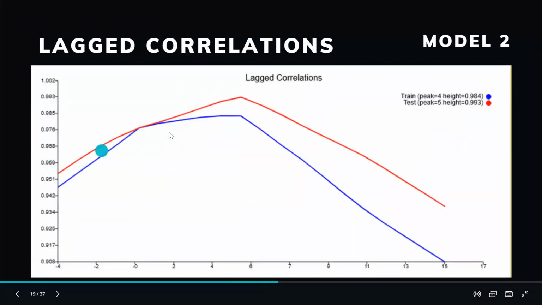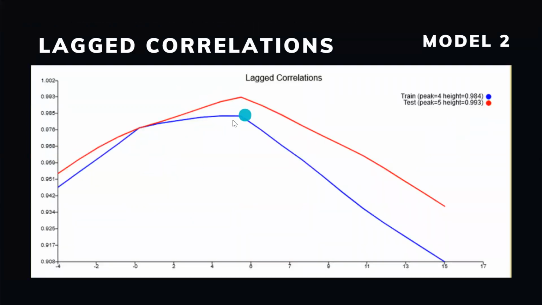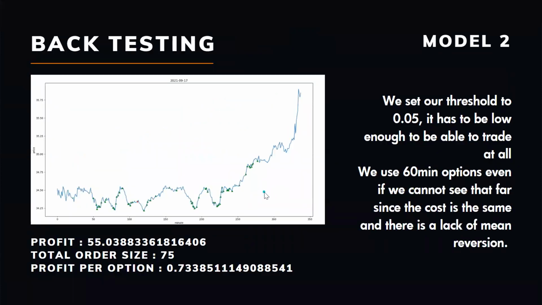In the lag correlation graph, we can see that the lag actually peaked at 4 and 5 for both train and test. So this model may not be that good. However, when we do the back testing, the model actually made positive profit by buying a lot when the price is low.